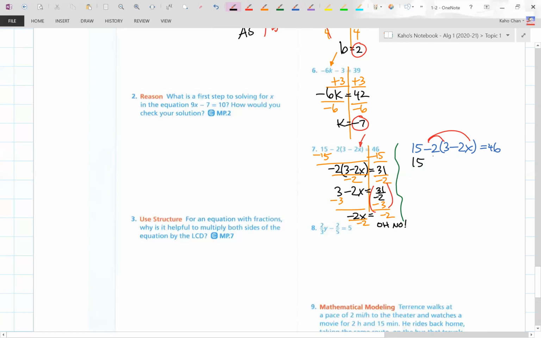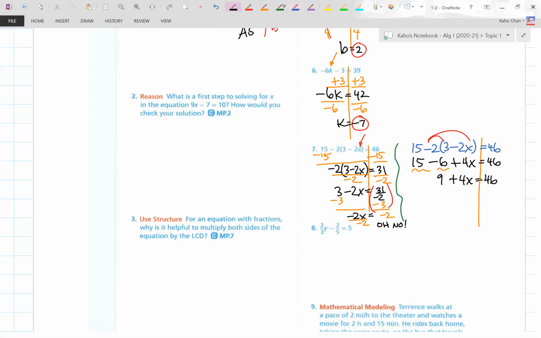So negative 2 times 3 is negative 6. Negative 2 times negative 2x is positive 4x. Watch out for those negatives and positives. Clean up 15 minus 6. Those are like terms. They can be combined together. Great. That's 9. All right. We're now going to undo operations and subtract 9 from both sides. That'll give us 37. And divide by 4.